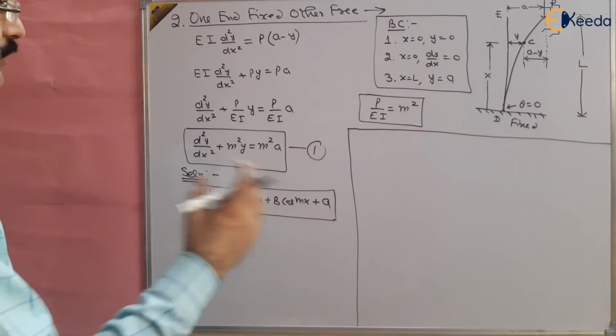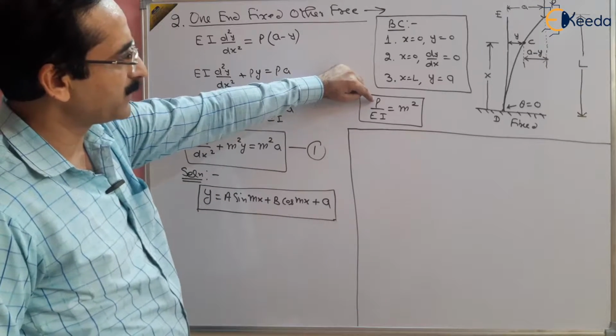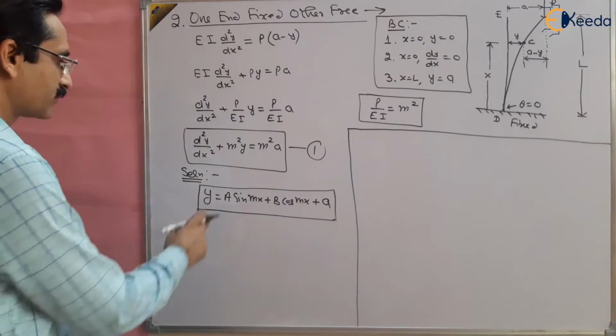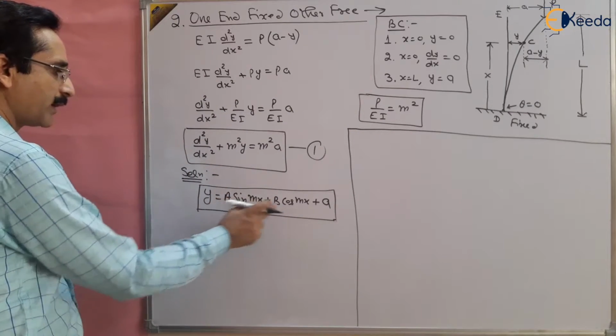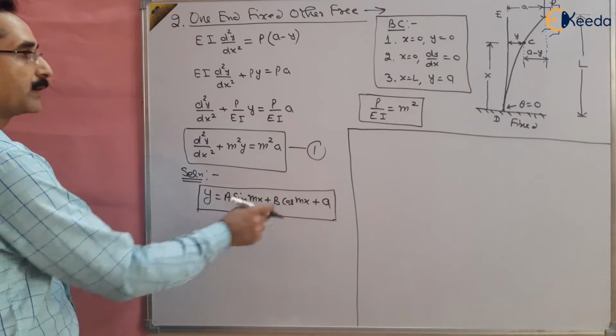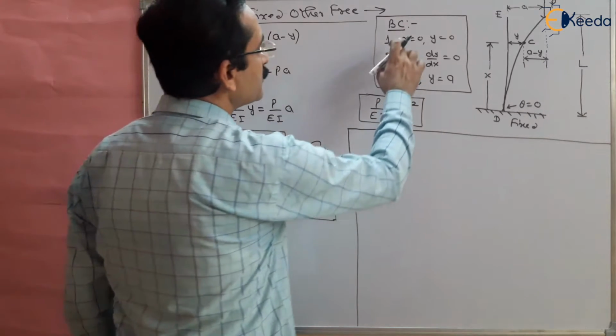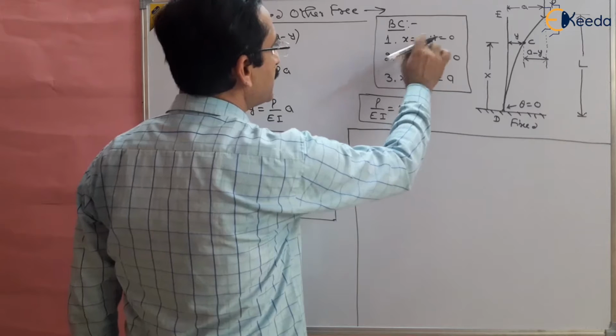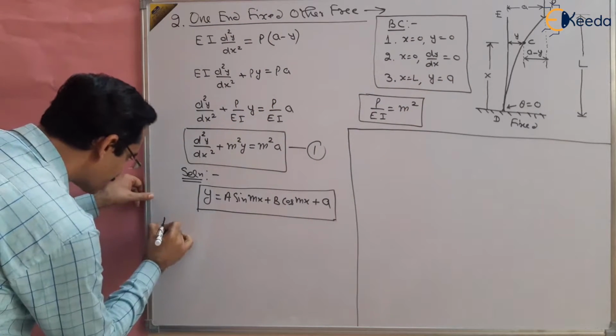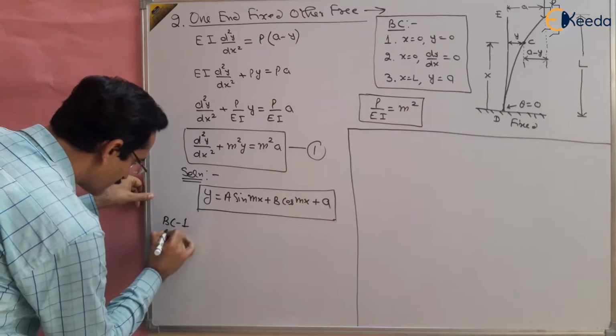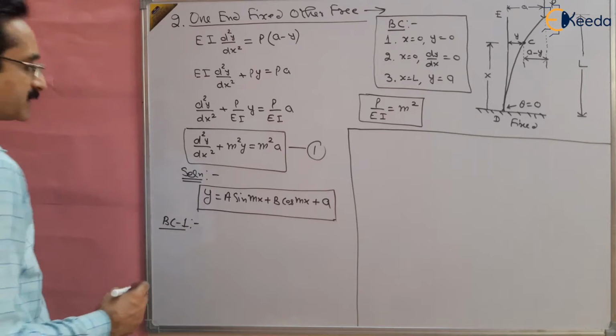Now we want to find out the Euler's load, this load P. But we require the two unknowns, A and B, to be removed. So how to find out the unknowns A and B? To find out the unknowns A and B, use the boundary conditions. The first boundary condition is x equal to 0, y is equal to 0. So the first boundary condition is x equal to 0.